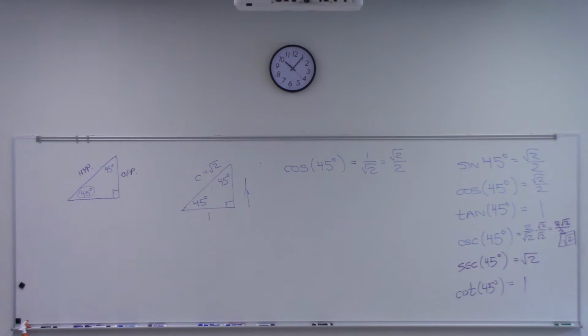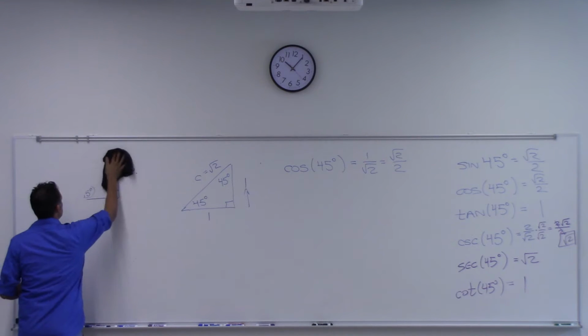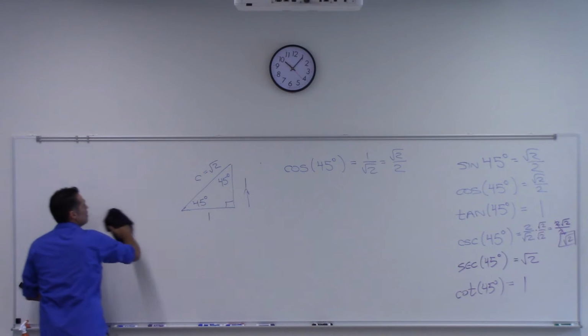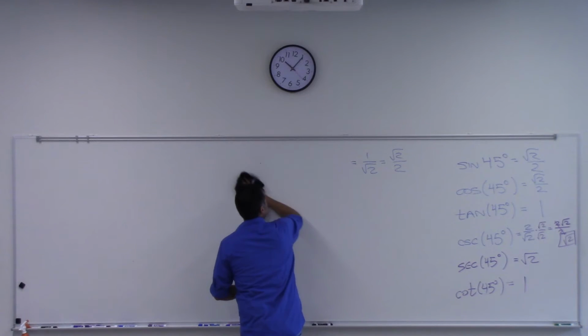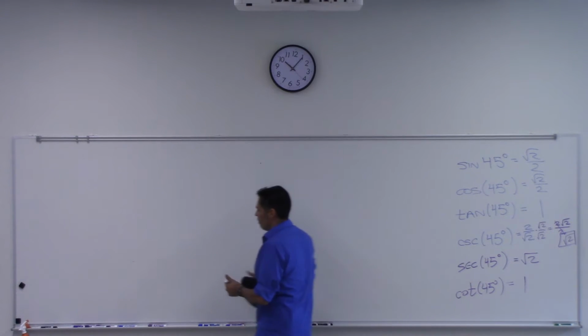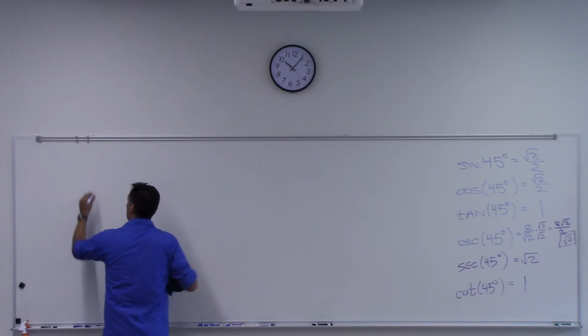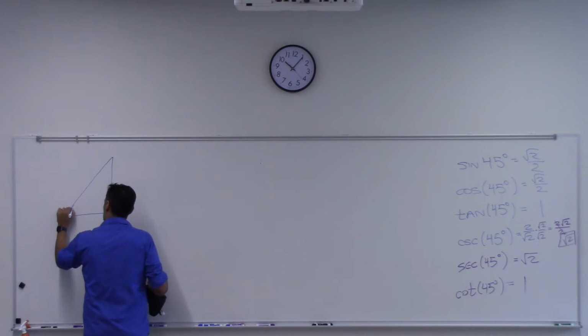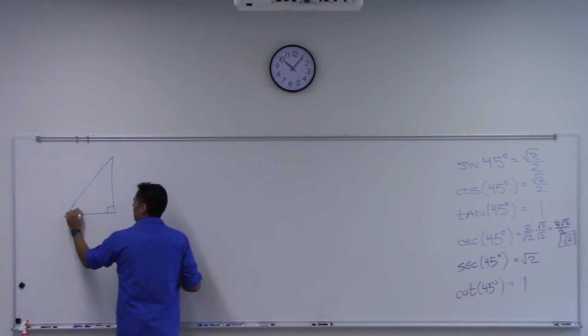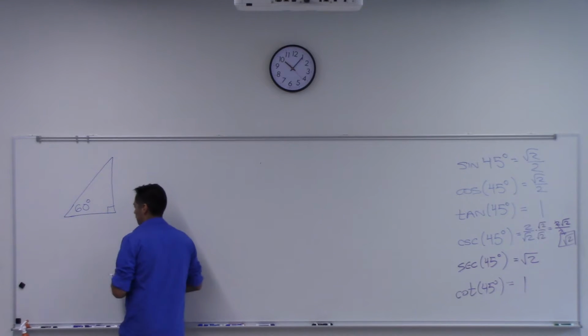All right, let's do a different triangle. Let's do something without 45 degrees, but let's still stick to something that I'm going to be able to show you. So let's do a right triangle that has an angle of 60 degrees. So what if I draw a triangle? I tell you this is 60 degrees.